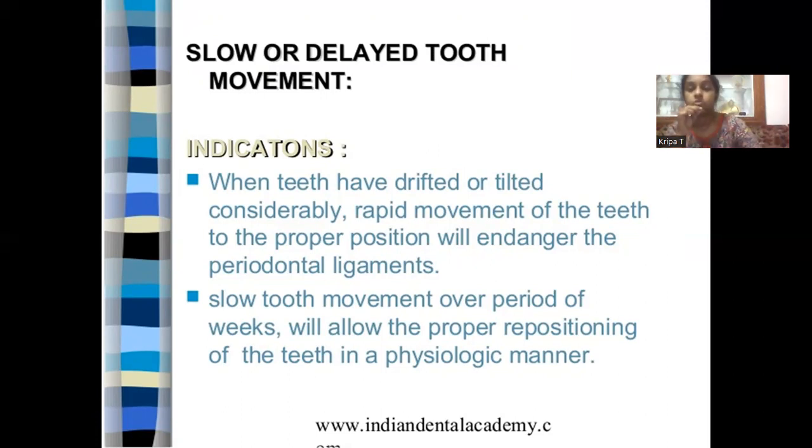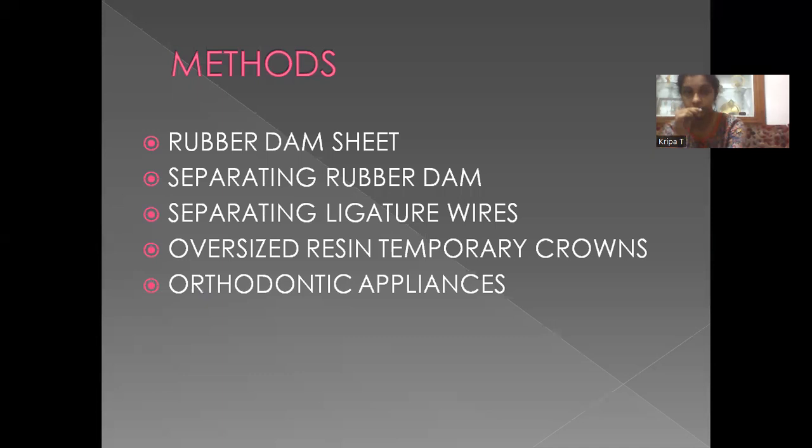Rapid movement of teeth to the proper position, if you feel will endanger the PDL fibers, you can go for a slow movement. This will take place over a period of weeks for a proper repositioning in a physiological manner. So what are the different methods? You can use a rubber dam sheet, separate ligation wires, oversized temporary crowns, and orthodontic appliances.